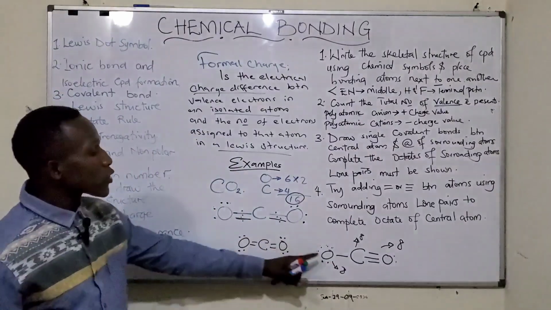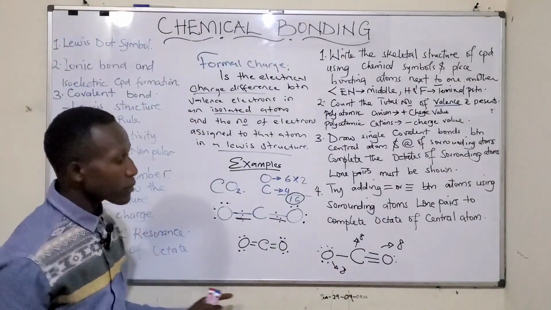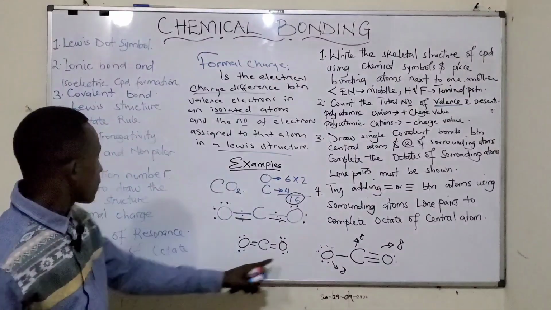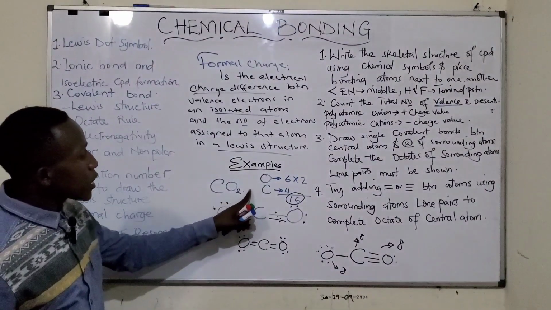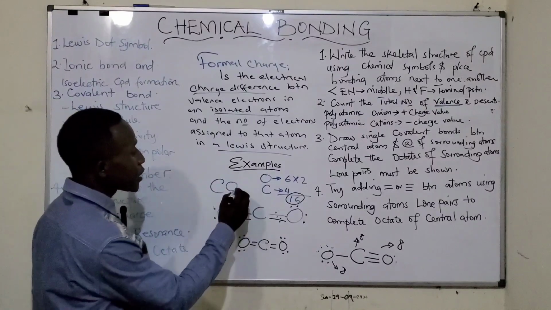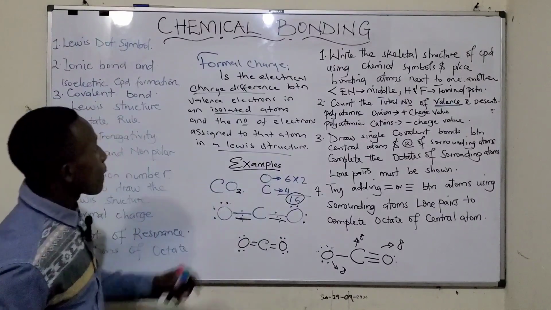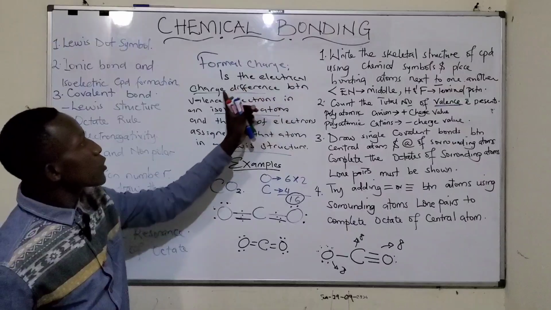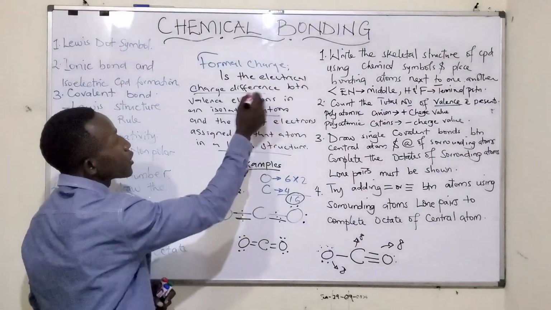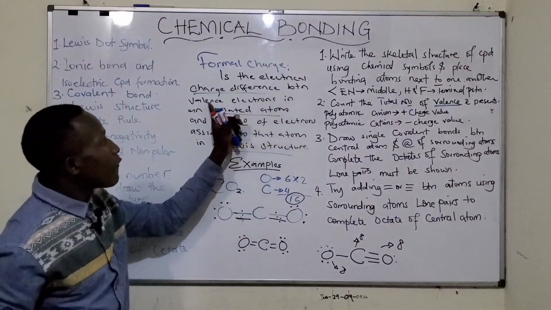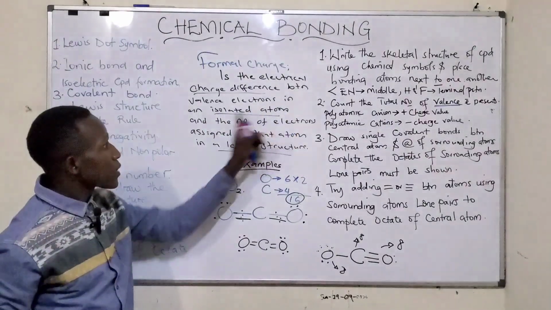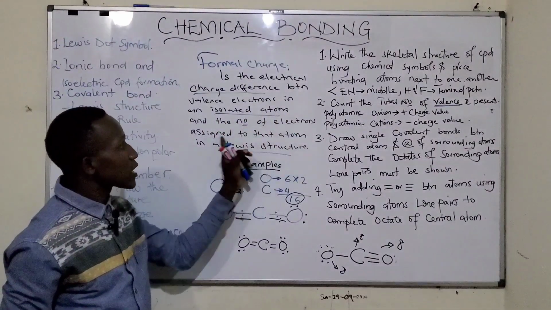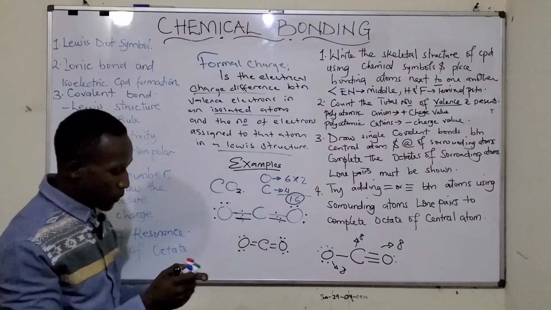Now, which structure is true? So here it comes the formal charge. In this structure, there is no negative charge or positive charge. We said formal charge is the difference in electrical charge between a valence electron in an isolated atom and the number of electrons assigned to that atom in a Lewis structure.